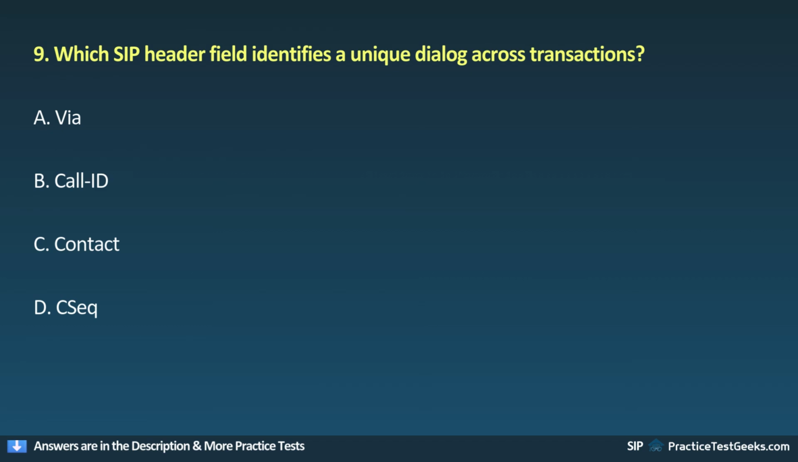9. Which SIP header field identifies a unique dialog across transactions? A. Via. B. Call-ID. C. Contact. D. CSeq.